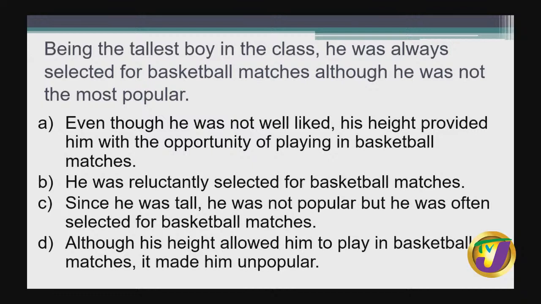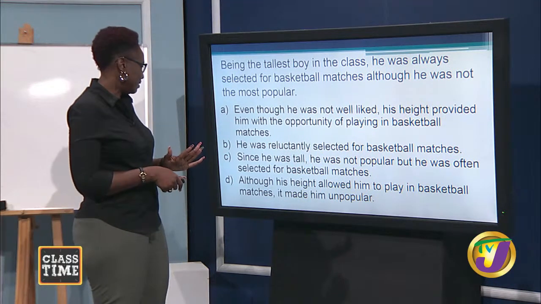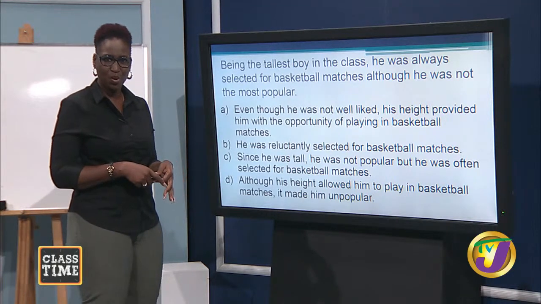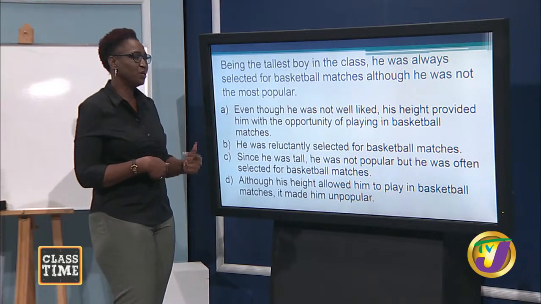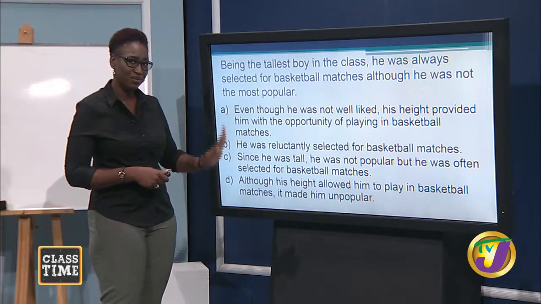So let's analyze now. Right off the bat, which one can you throw out without even hesitating? Very good, you can throw out B because all B says is he was reluctantly selected for basketball matches. It mentions nothing about his height. It mentions nothing about him being popular or not. So get rid of B. Let's look at what we have left. Look at D. Although his height allowed him to play in basketball matches, it made him unpopular. Did the original sentence blame his height for him being unpopular? No, it did not. So we can get rid of B, we can get rid of D.